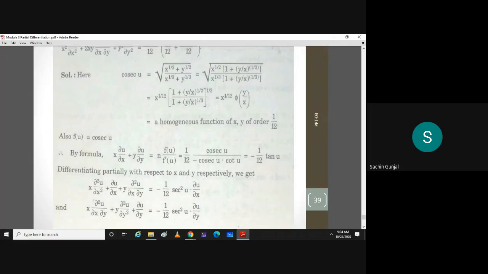Have you copied up to this step? Minus 1 by 12 tan u. Don't write down this calculation of differentiating partially with respect to x and y. This is not actually needed.